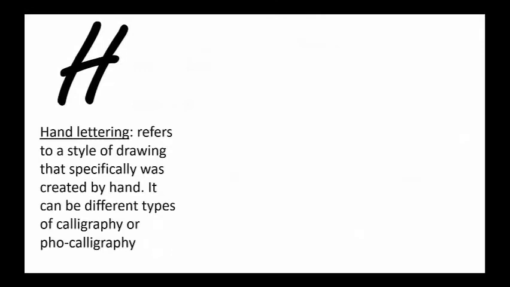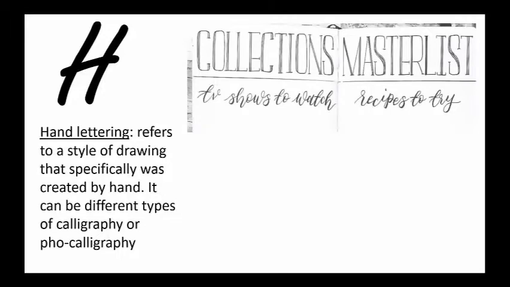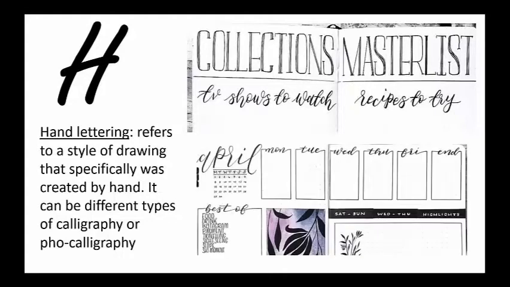Next up, we go to H. And for H, we have hand lettering. Hand lettering refers to a style of drawing that is specifically created with your hand. It could be something as simple as calligraphy, but it's also just different kinds of lettering. Here's an example. So the word collections is also a form of hand lettering, just as the word TV shows. And you don't have to be creative. All you have to do is write out letters. They're all forms of hand lettering.